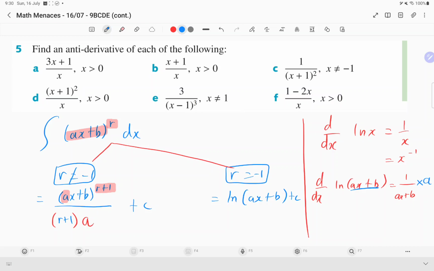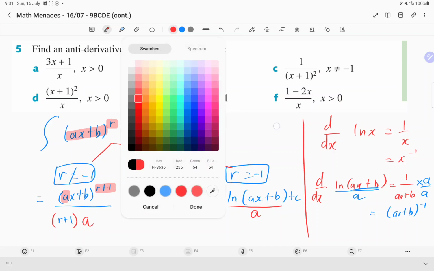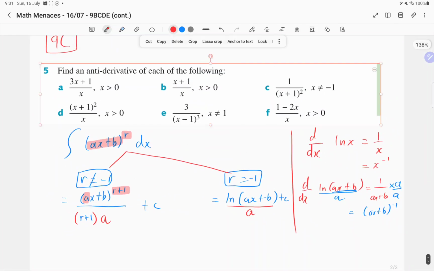So it will be a times ax plus b to the power minus 1. We don't want the a there, okay? That's why the antiderivative must have the divided by a. Then these two will cancel out and you don't have the a anymore. So what's missing here is you need to divide by the coefficient of x. Does that make sense, Sarah? Yeah? Okay, that's what we need to use in order to do these questions here.